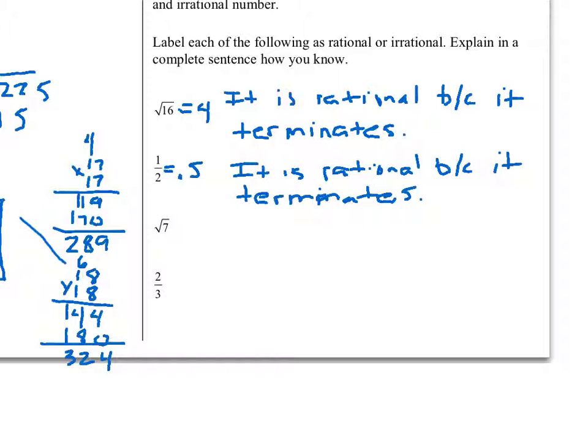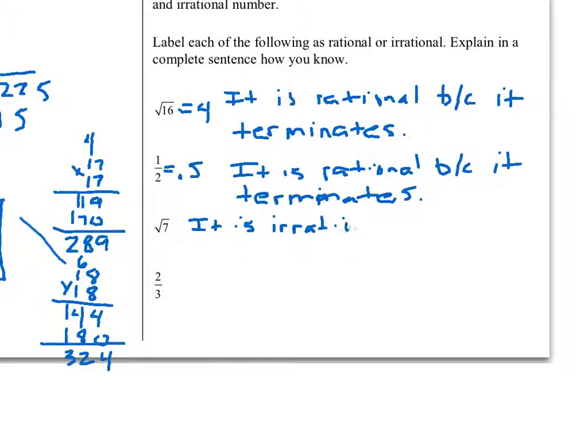Square root of 7. What do you think about that one? Damien. Okay, and why is it irrational? Because it repeats? Did you want to change that thought? Or were you happy with that? You are unhappy with it? Genesis, what do you think? I think it's irrational because it doesn't have a perfect square root.